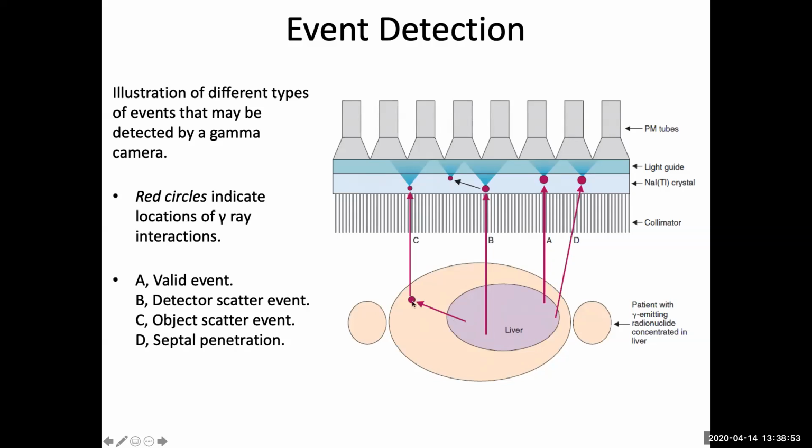C is the object scatter event. So radiation emitted by the patient is scattered inside the patient, interacts with an atom inside the patient, scatters, then is detected by the detector. But the event here represents this area, while the event started from here. So this also impacts the spatial resolution of the camera. D represents the septa penetration, because the radiation here penetrates the septa and is detected by the crystal, and this gives us some kind of artifact we will talk about later.